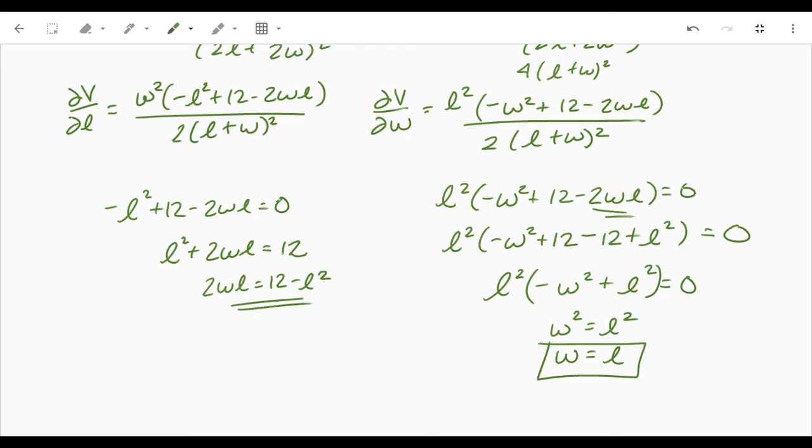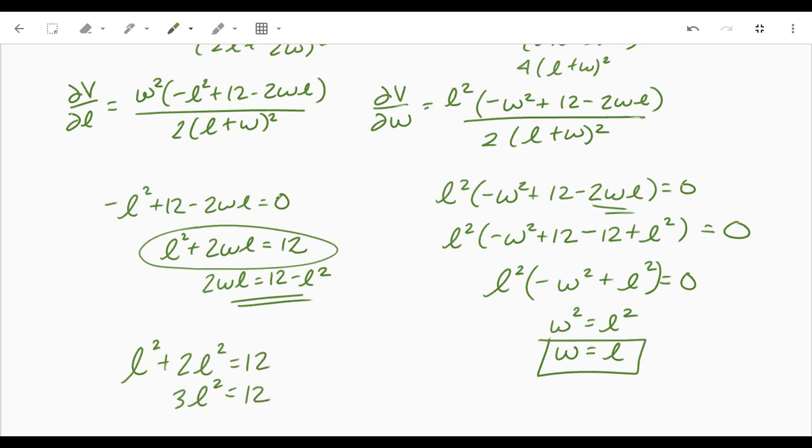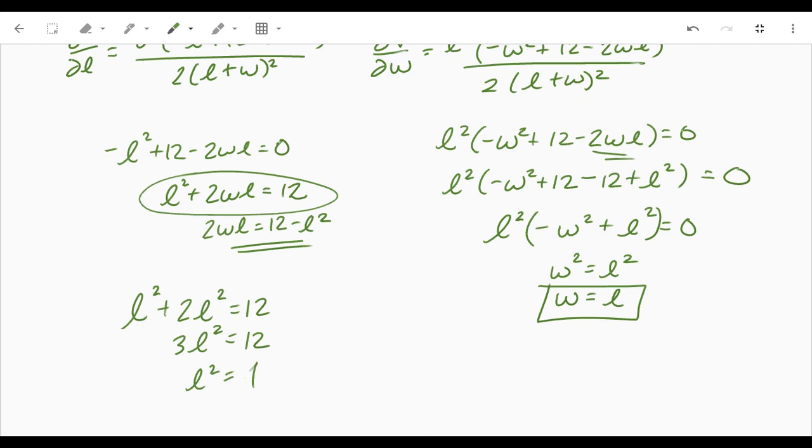Well, then we can go back to this guy right here. If W equals L, see, we got a lot of algebra going on, right? L squared plus 2L squared equals 12. So 3L squared equals 12. L squared equals 4. So L would be 2, not negative 2, right? Because it's a box. Length has to be positive. And that would mean then that W also equals 2.